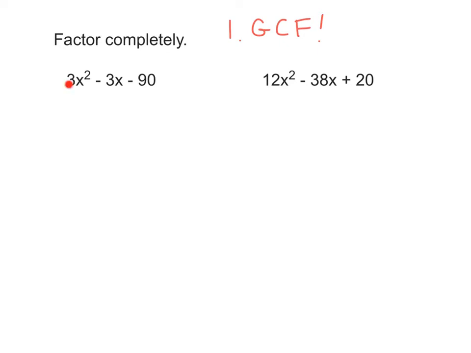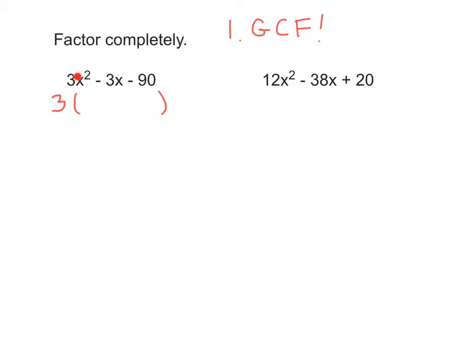Okay, so in this first example, we have 3 and 3 and 90. What's the GCF, the greatest common factor, between 3, 3, and 90? Well, since 3 only has factors of 1 and 3, there's only one option. Is 90 divisible by 3? And it is. So we're going to factor a 3 out of every term. Can we also factor out an x? No, we can't, because the negative 90 does not have an x. So we're only going to factor out a 3.